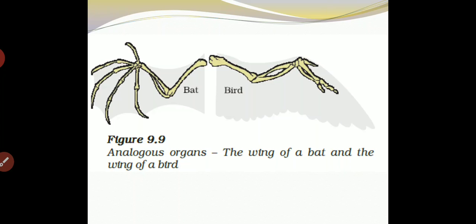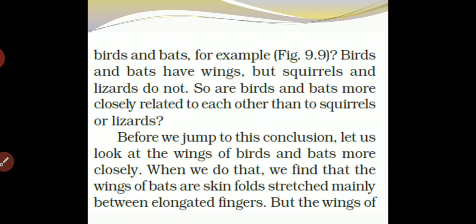So this is known as an analogous organ. A bird and a bat, for example, both have wings, but a squirrel and a lizard do not. So, are a bird and a bat more closely related to each other than the squirrel or lizard?